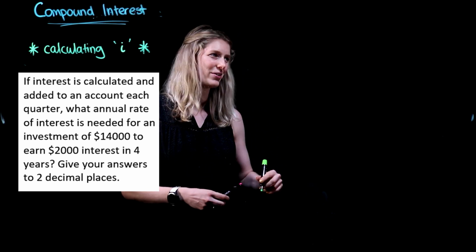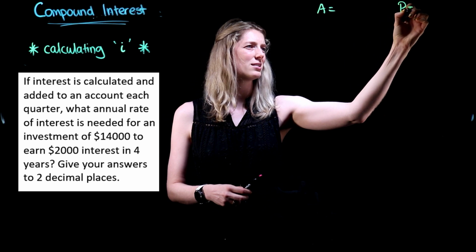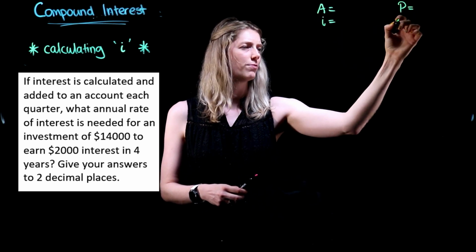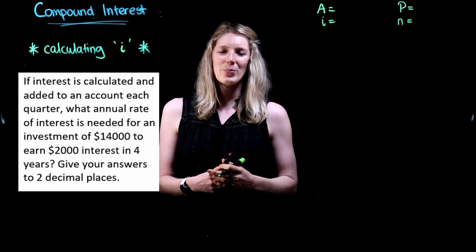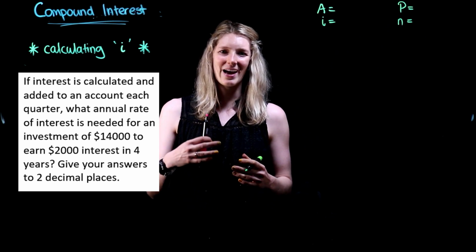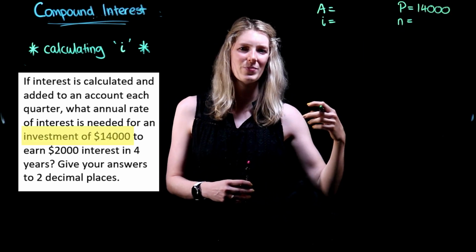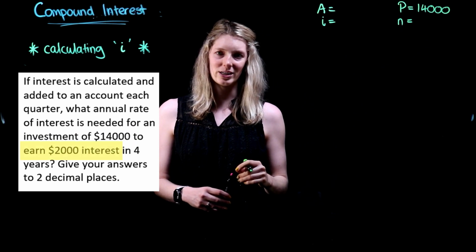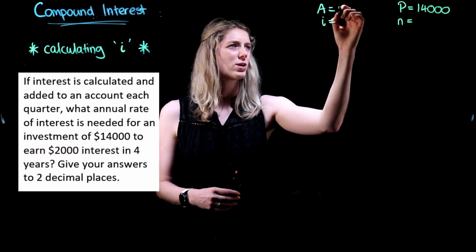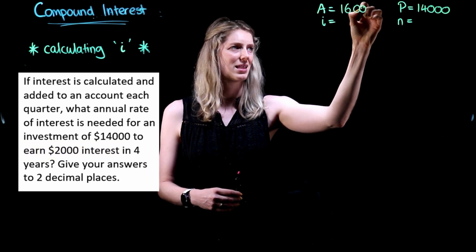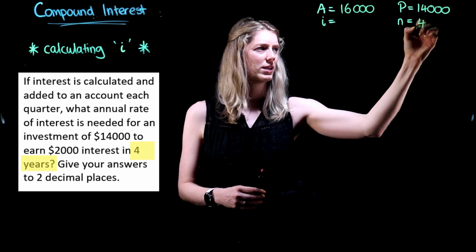So just like with all of our compound interest problems, we are going to start by identifying which of our 4 variables we have information for from the question. We have been asked to have an investment of $14,000, which will be our principal, and $2,000 interest. Adding that $2,000 interest onto the original principal will give us our amount of $16,000. We want this to occur over 4 years.